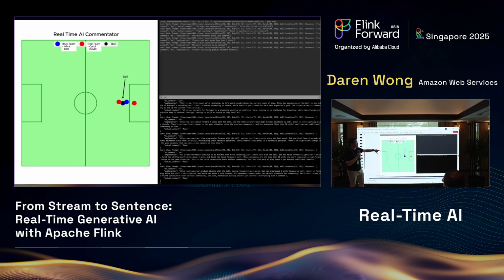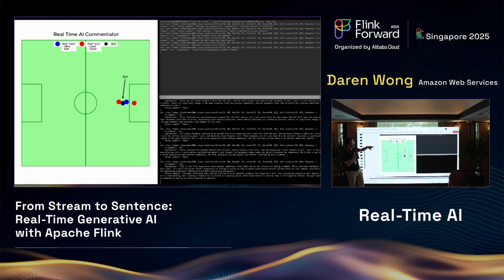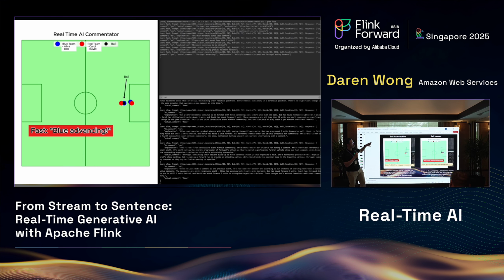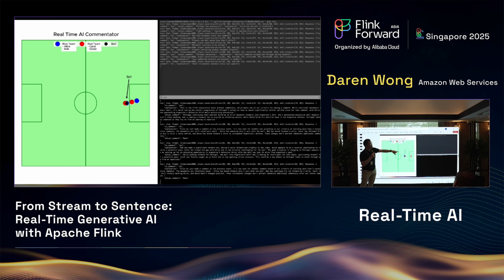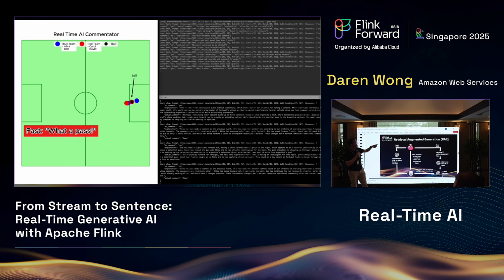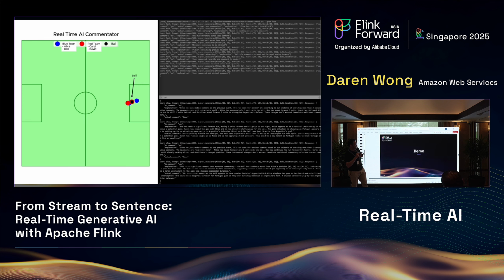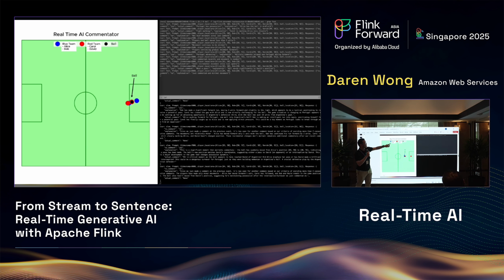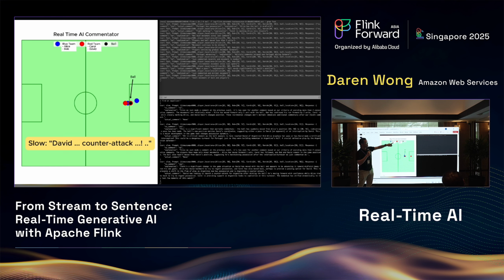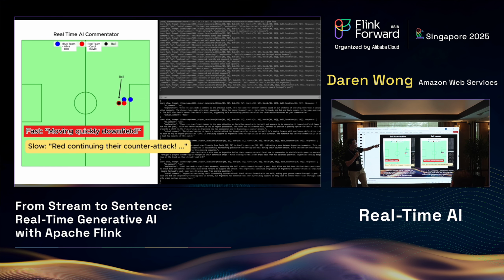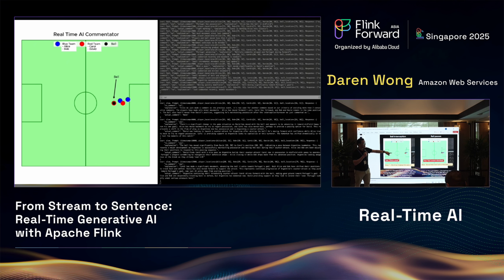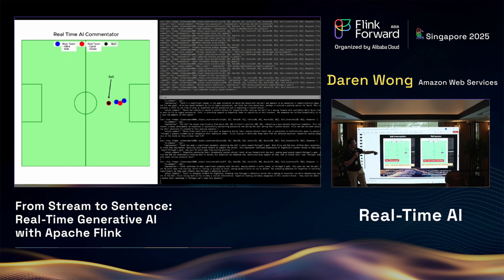On the left-hand side, this is the simulation of the field of the game itself. And on the right side, you will see two terminals. The top terminal is the commentary generated by the fast commentator, or the fast path. And the bottom terminal is the slow path, or the slow commentator.